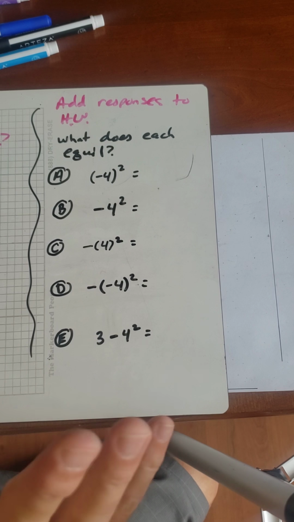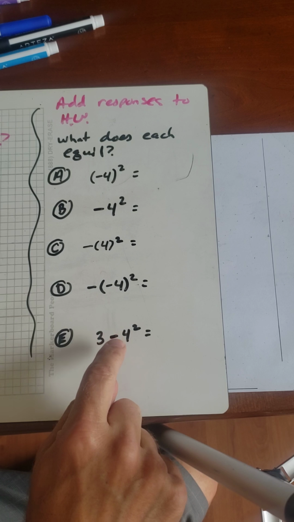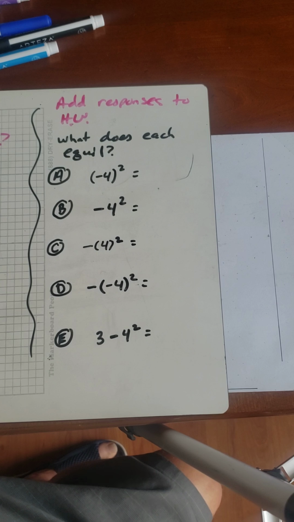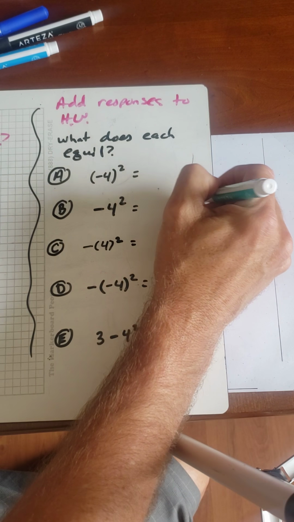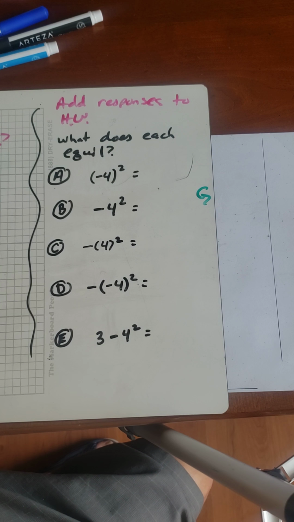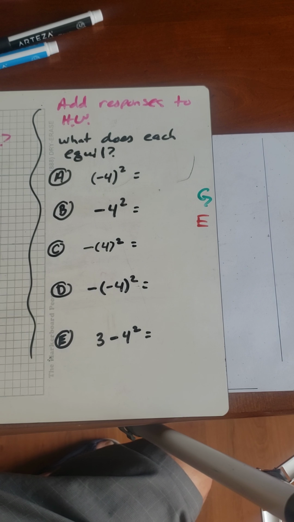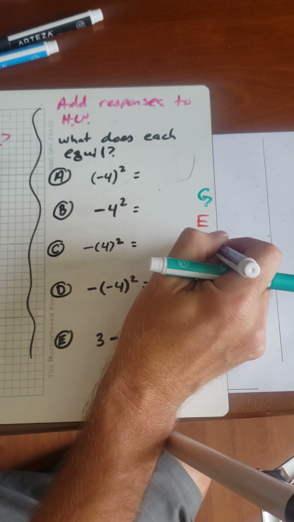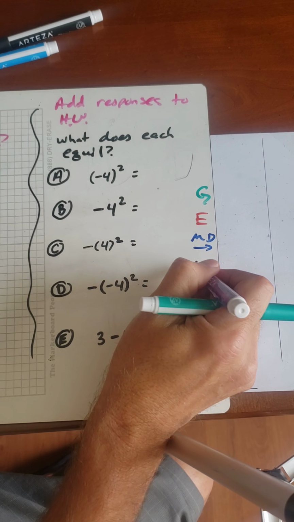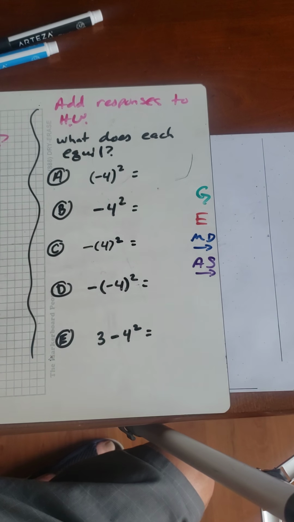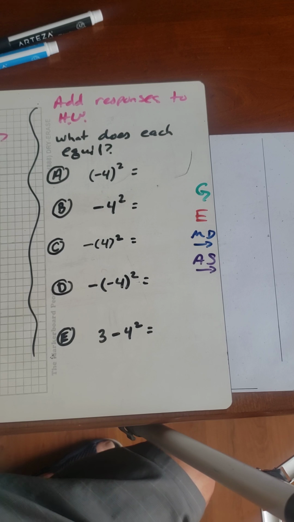Because this is a complete problem, what we call a complete problem that makes sense to us. This says 3 take away 4 squared. So I can go ahead and do my order of operations. So I've got my G, and then I have my E, and then I have my D and M, and I have my subtract and add. Okay, so this one is the easiest one for us to do because we actually can apply PEMDAS to it.